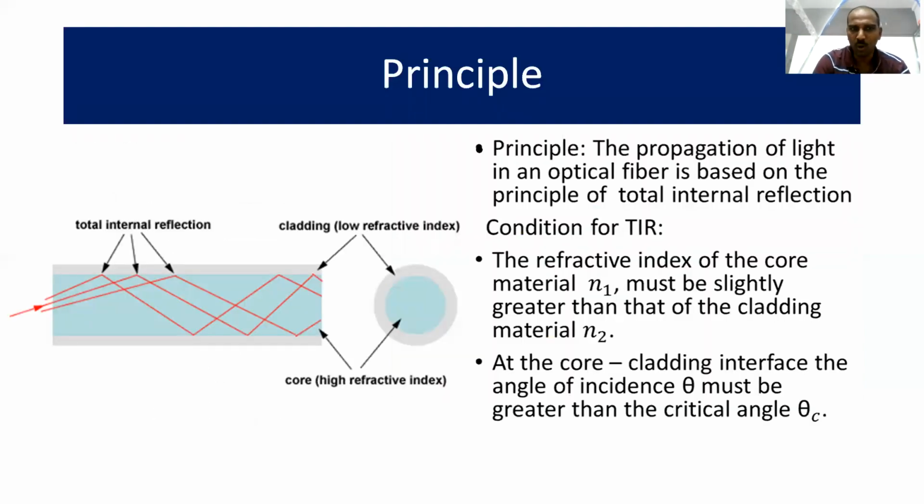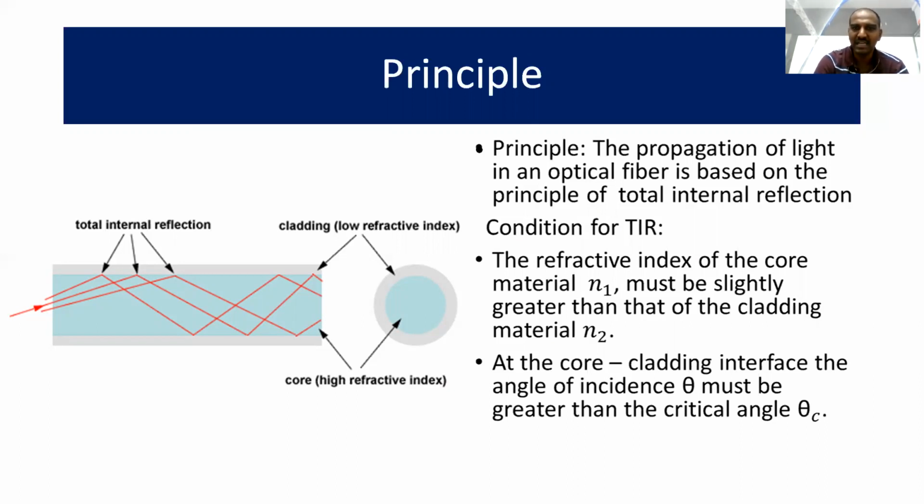So we will observe how exactly total internal reflection takes place in the core region of the optical fiber in this diagram. The propagation of light in an optical fiber is based on the principle of total internal reflection. Here you have to satisfy two basic requirements. One is the refractive index of the core material, which is represented with n1, must be greater than the refractive index of the cladding, which is represented with n2. This is the minimum and mandatory requirement.